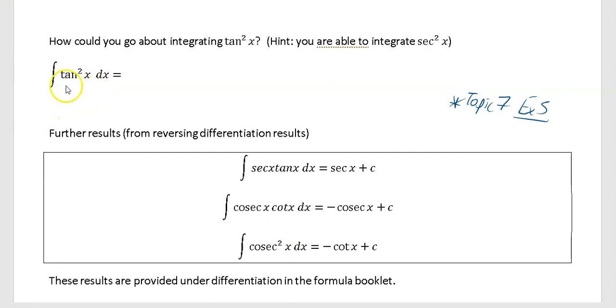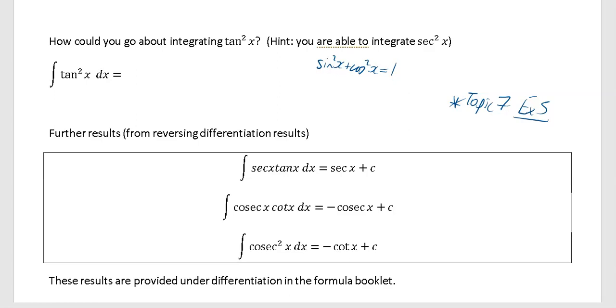Okay, a nice example for us to finish on here. It says, how would you go about integrating tan squared of x? Now, we don't know how to integrate tan squared of x, but we do know how to integrate sec squared. So if you think back to your identities, I always start by just writing down the most basic one, which I know, which is sine squared plus cos squared is equal to 1. And then to get the sec one, I'm going to have to divide through by cos squared.